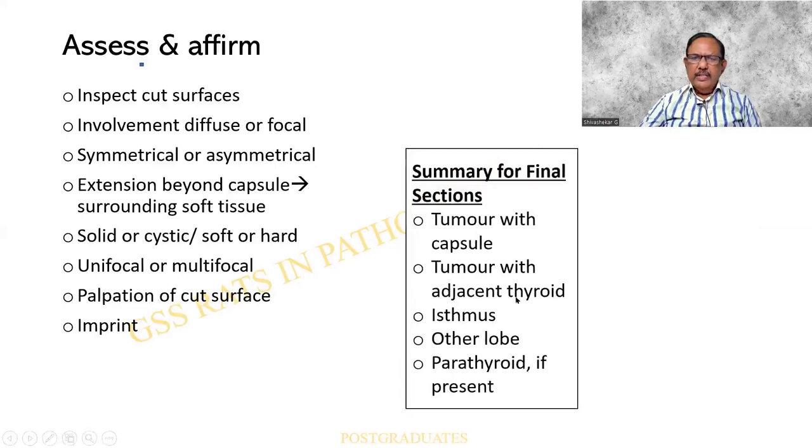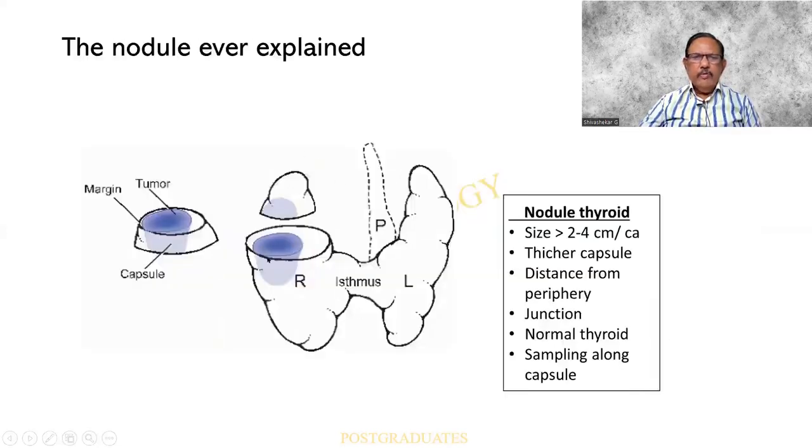For the final sections, these will be needed. With the capsule, with adjacent thyroid, isthmus, the other lobe, parathyroid if present. The mode of cutting. This is what I had mentioned. If it is going to be as close as this to the thyroid capsule itself, then probably an inking will become mandatory, so that you will be able to decide how far it is from the actual thyroid follicle.